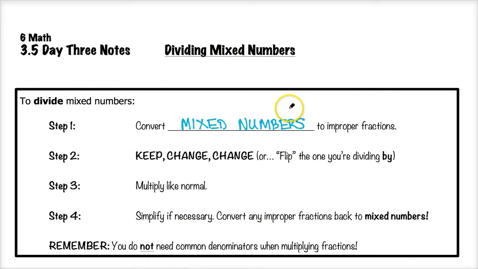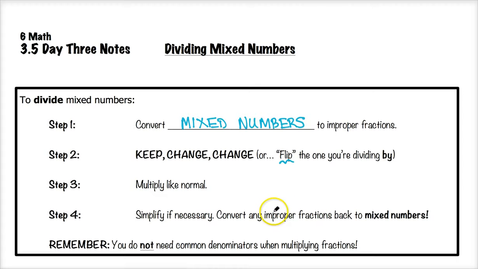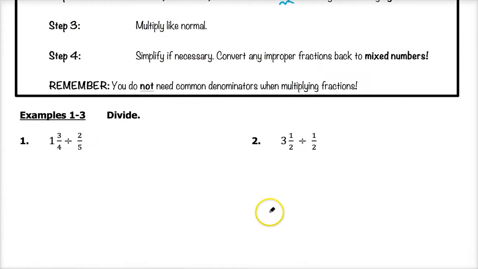Because we're doing division here, our next step needs to be our keep, change process. We keep the first fraction, we change division to multiplication, and then we change or flip the second fraction, which is the one we're dividing by. After that, it's multiplication like normal, and then at the end we simplify if necessary and convert any improper fractions back to mixed numbers. Okay, so let's practice a few of these.